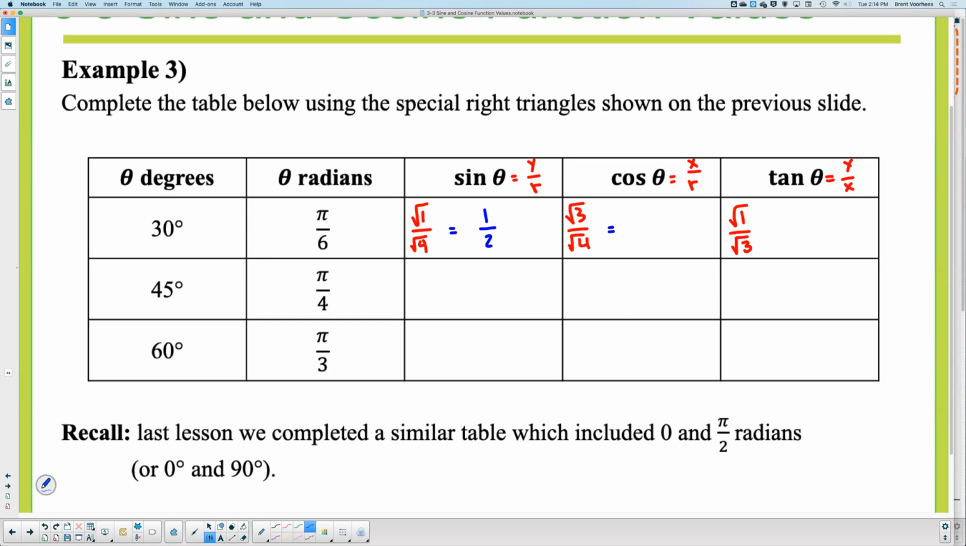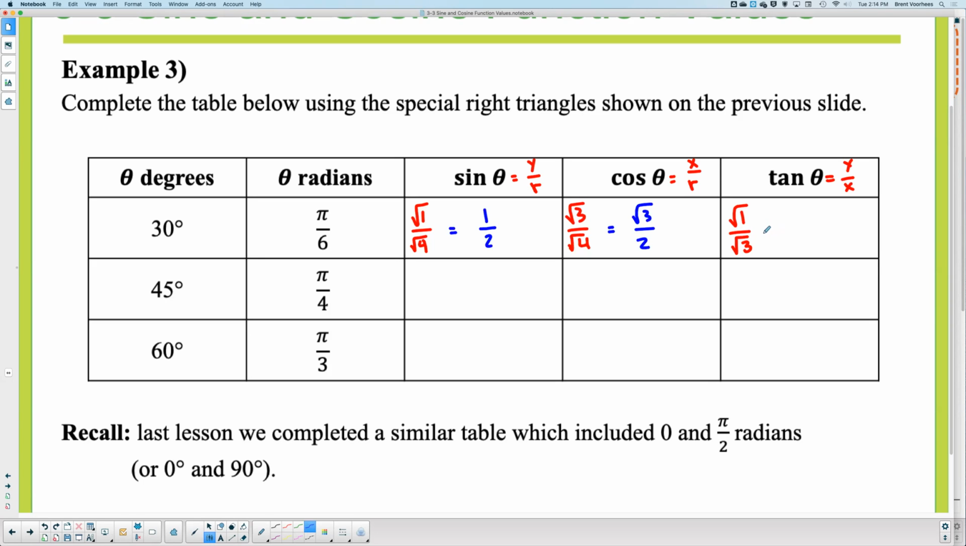Over here, on cosine, you cannot reduce the square root of 3. But I can reduce the square root of 4. What is the square root of 4? 2. And then here, I can reduce square root of 1, but the biggest problem is the square root of 3. I don't leave that in the denominator.